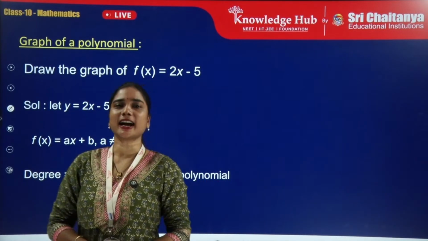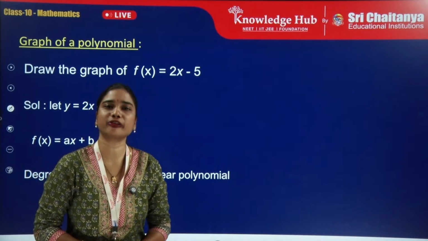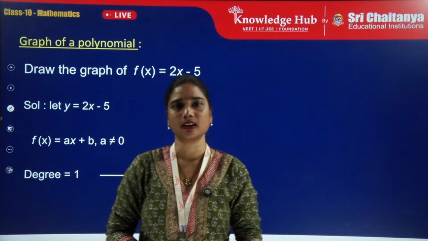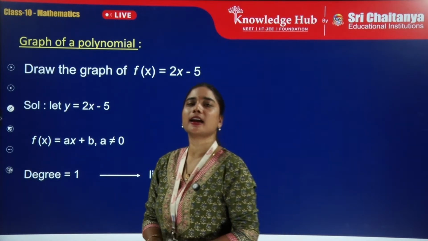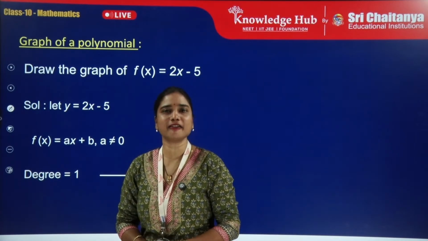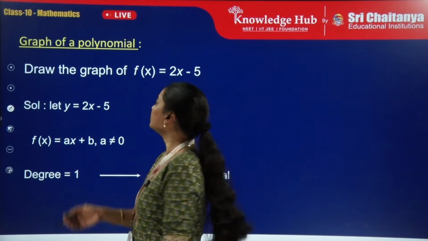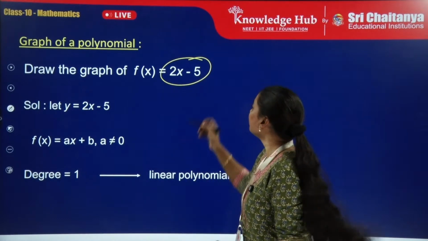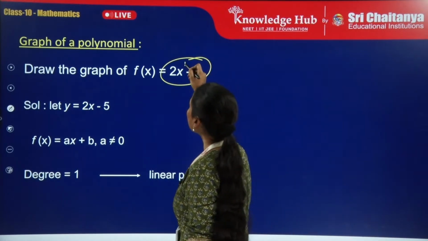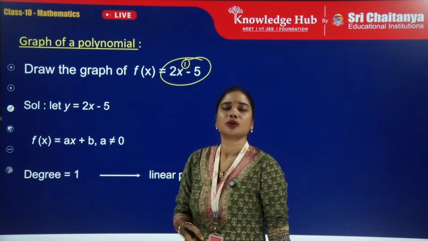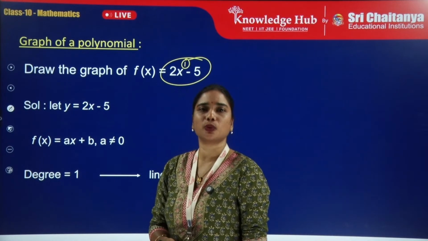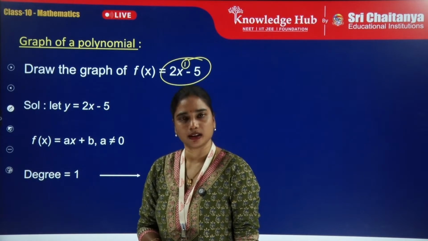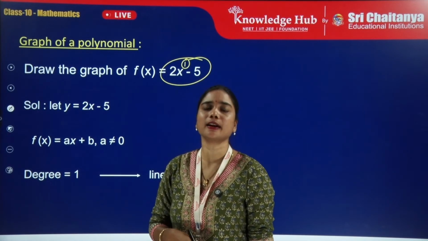To understand the graph of a linear polynomial, let's consider one example. I have taken a polynomial which has degree 1. Our polynomial is 2x minus 5. What will be the power of x here? It is 1. When the variable power is 1, the highest power is 1 and the degree is 1. So hence it's a linear polynomial.